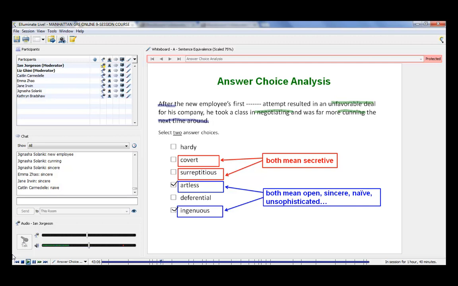So I think the answer choice analysis is really quick and efficient and very, very useful when you know all of the words. And the reason why is you can very, very quickly pair up the words, eliminate the ones like, in this case, hearty and deferential, eliminate the ones that can't pair up, and very quickly analyze the sentence, already knowing that the correct answer needs to mean either secretive in this case or sincere and naive, right? That can be very, very efficient.